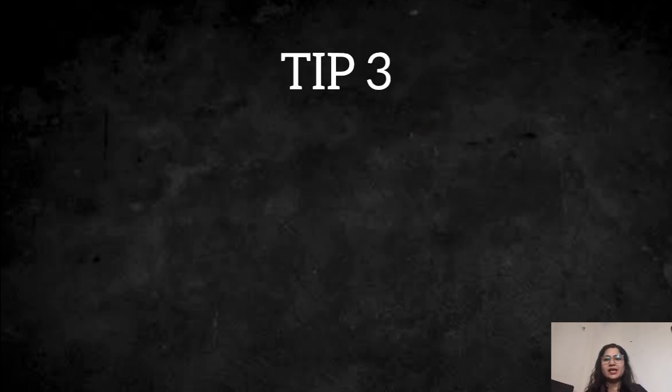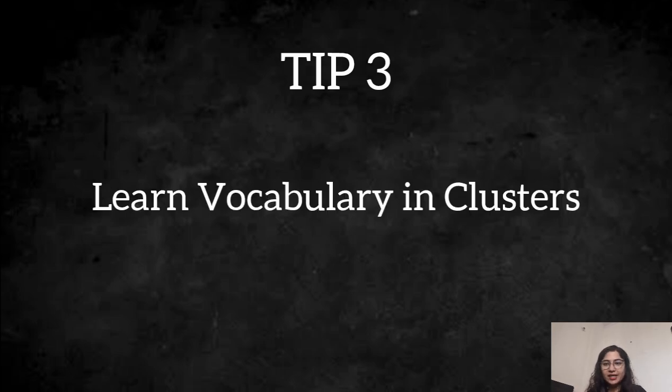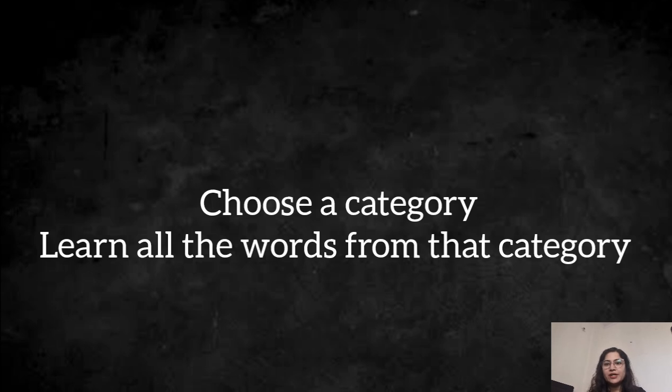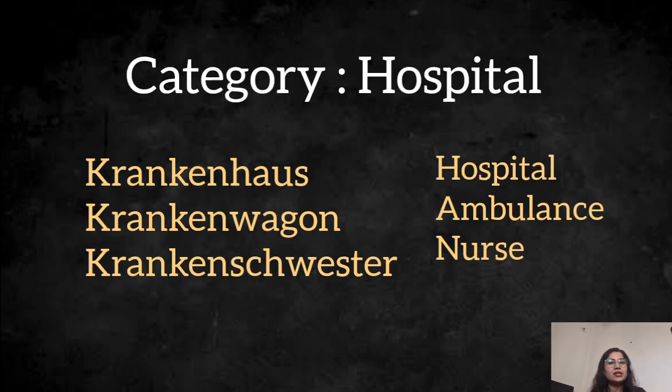Now tip number 3 is learn the new vocabulary in clusters, meaning pick up a category, for example hospital, and then try to learn all the vocabulary related to that. Because if you remember tip number 1, the new words are nothing but a combination of previously known words, right? So for example, we know Kranken is related to being sick. So Krankenhaus is a hospital. A house for sick people is hospital.